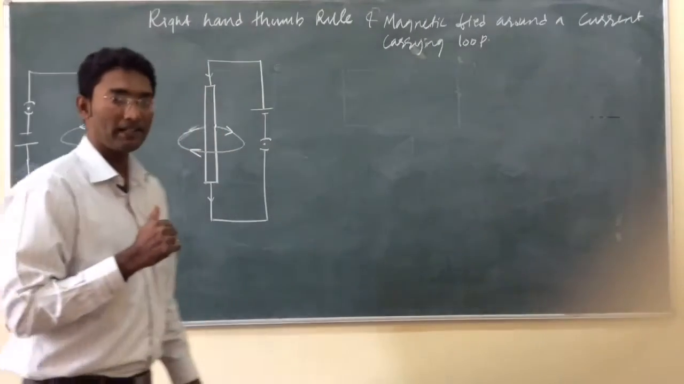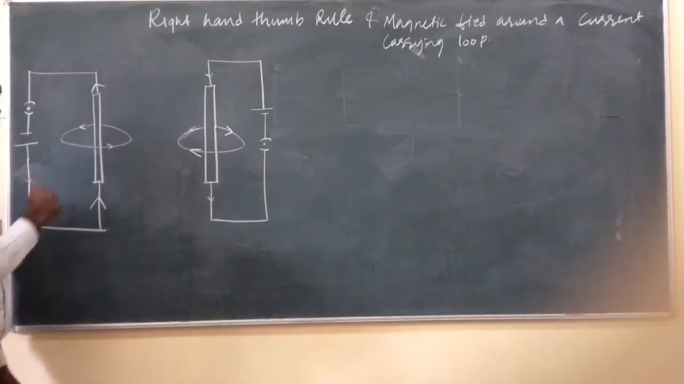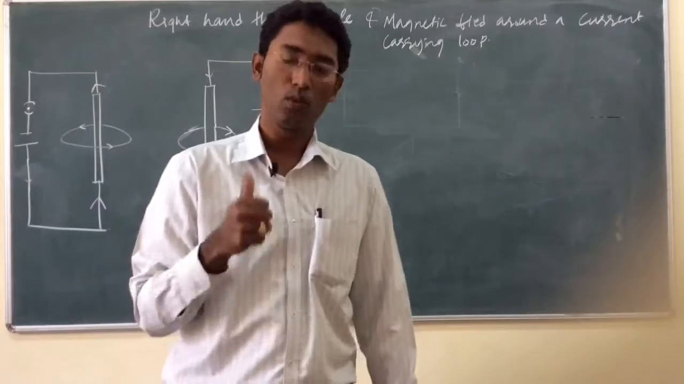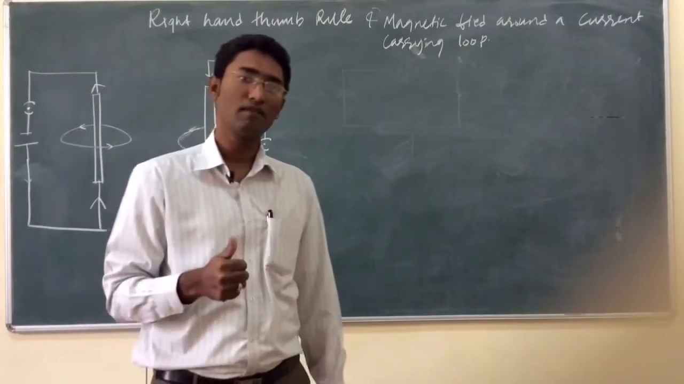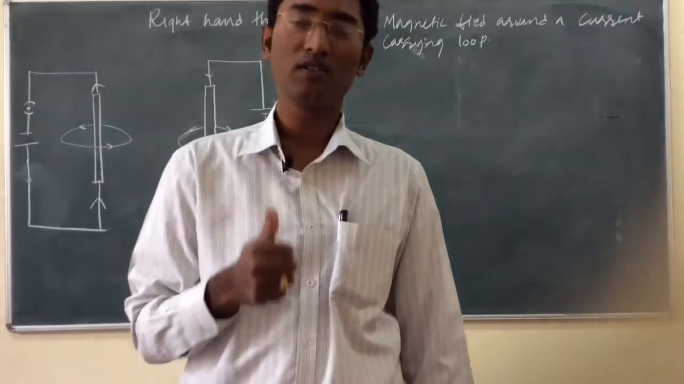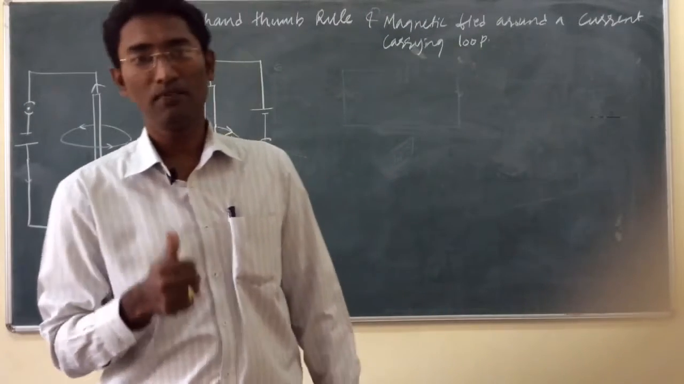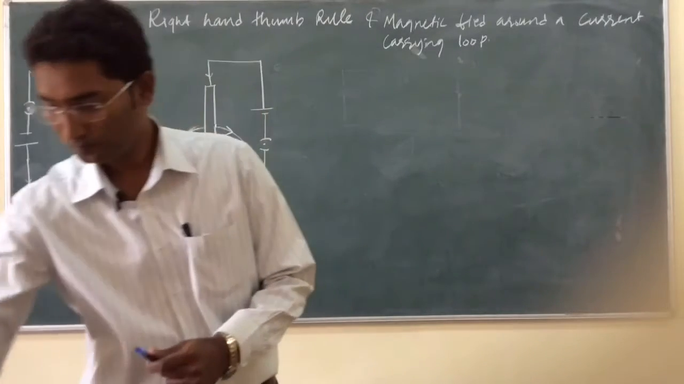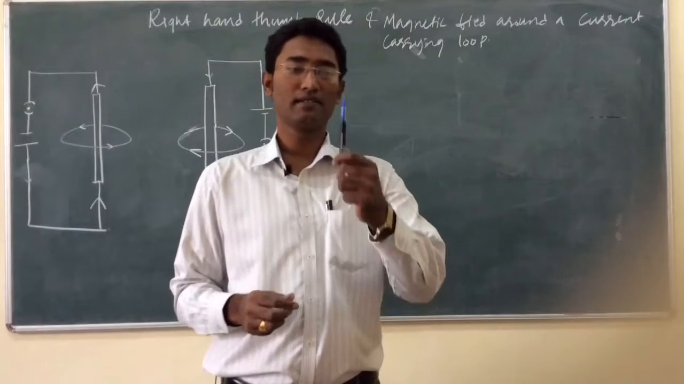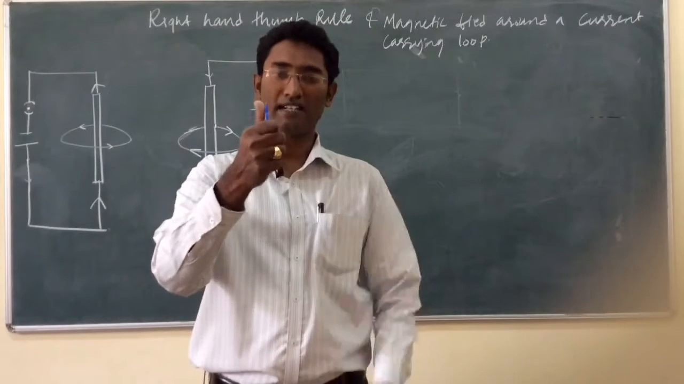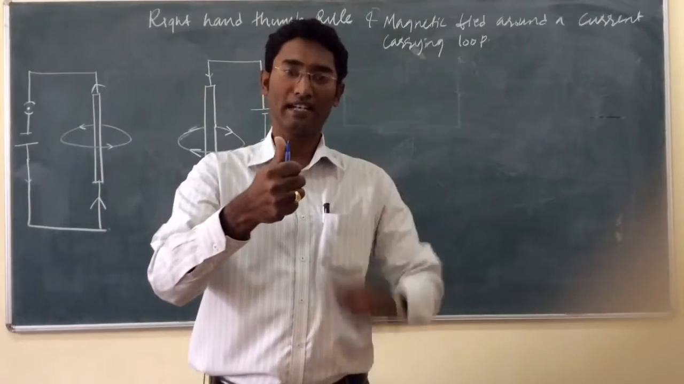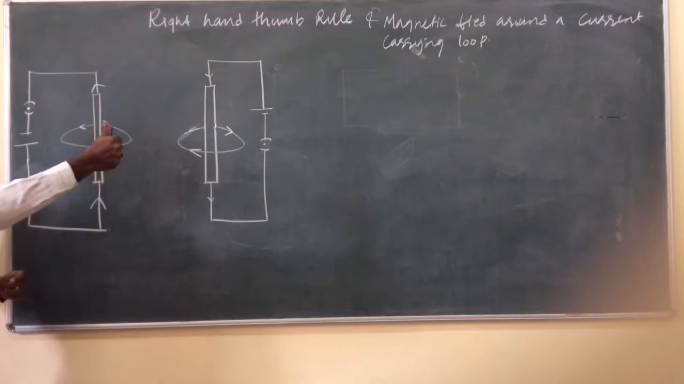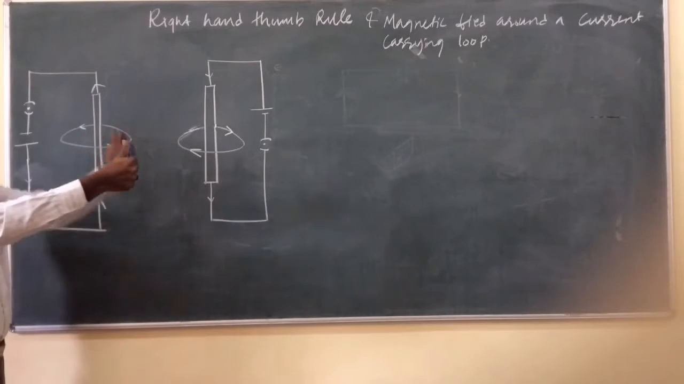So the direction of the magnetic field which is produced around the current carrying straight conductor can be found using the right hand thumb rule. Once again I will repeat, the direction of the magnetic field which is produced around a current carrying straight conductor can be found using the right hand thumb rule. In this rule, we have to consider that the current carrying conductor is held in the right hand and the thumb points in the direction of current. So here we can see that the direction of the current is up, so I am holding the pen this way, so that means the direction of the current is up.